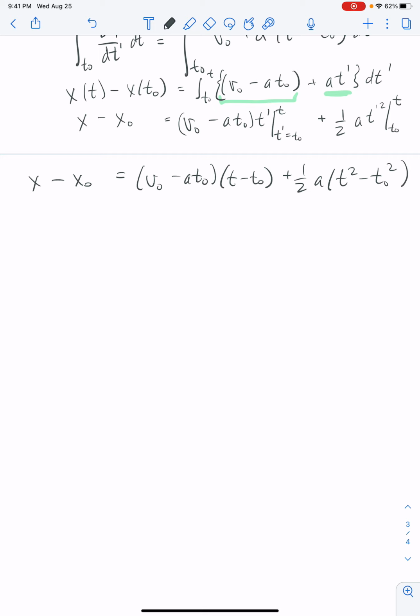And now I'm going to do a bit of rearranging of this equation to make it a little bit nicer to work with. So first, I'm really trying to get an equation for x, so I'm going to move x naught over to the right side of my equation. So I've got x equals x naught plus, now I want to put all my terms with v's together and all my terms with a's together. So we'll start with the v term. So I've got v naught times t minus t naught. Okay. That's this first term.